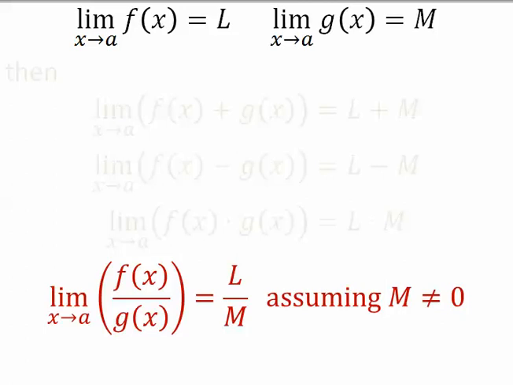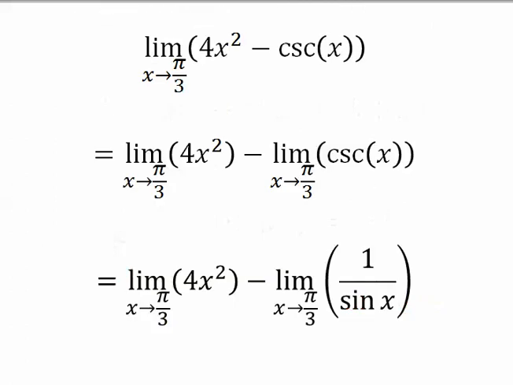All right, so what I'd like to do is an example. So here I'm making the claim that the limit of the difference is equal to the difference of the limits. Why is that? Well, that's because the two limits exist. How do I know the two limits exist? In the first limit, 4x squared, that's a polynomial. Polynomials are nice functions. In the second limit, cosecant, cosecant is nice as long as I stay in the domain of cosecant. And pi over 3 is in the domain of cosecant.